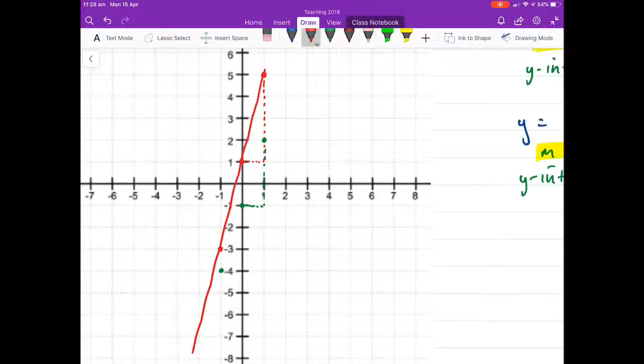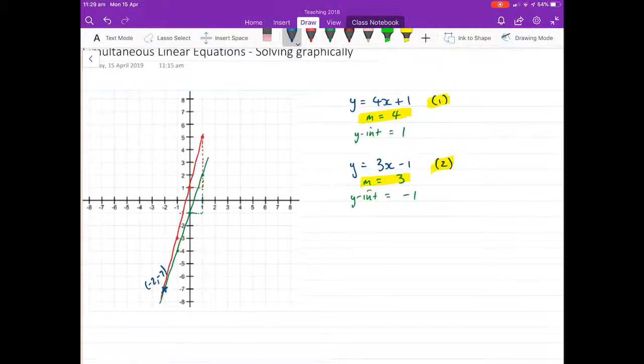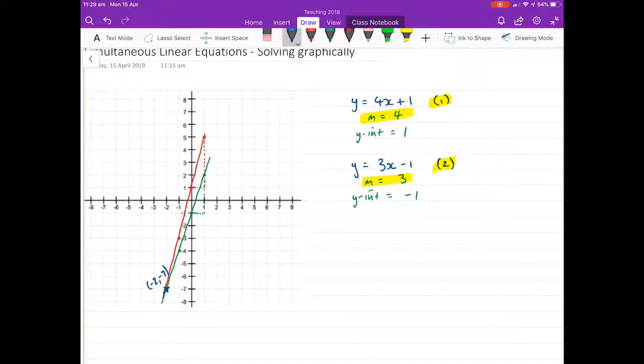So that's my line going down there for equation number 1. Equation number 2, coming down on that angle there. Now for me, that solution looks like it sits right there. That point there, by inspection, is -2 and -7. What we can do with that now is substitute into our original two equations and check via substitution.